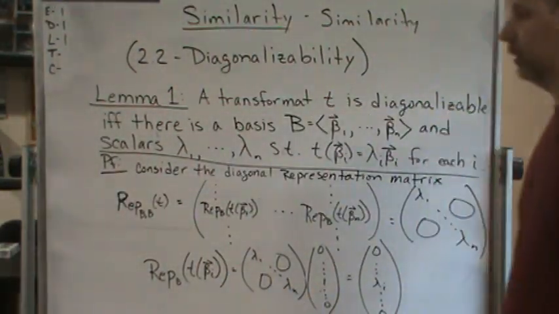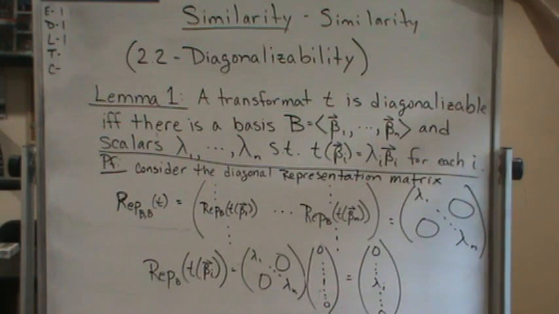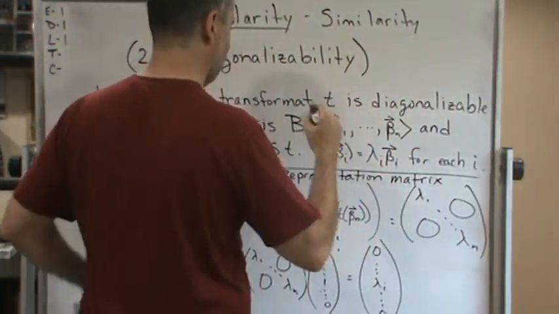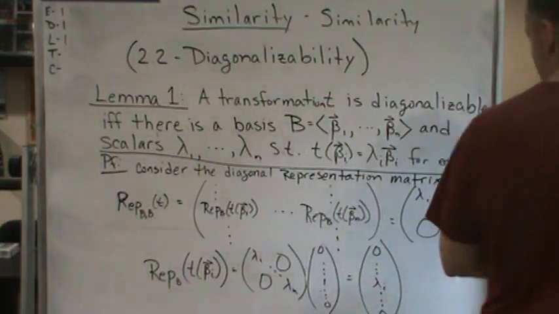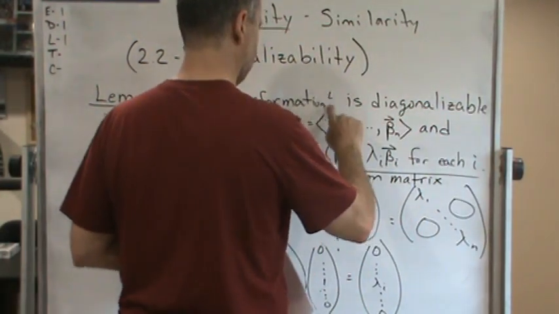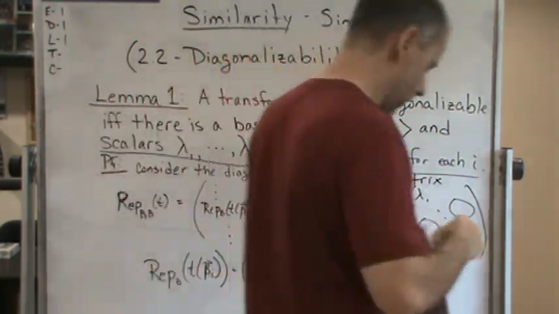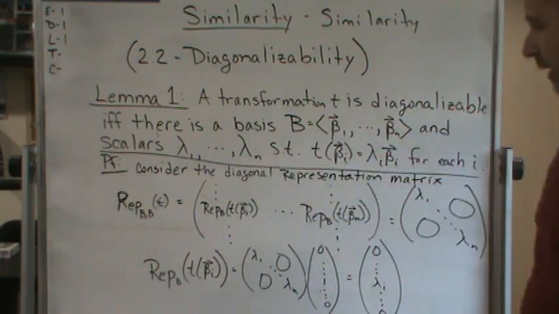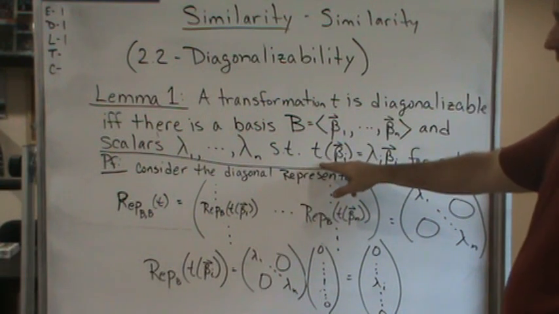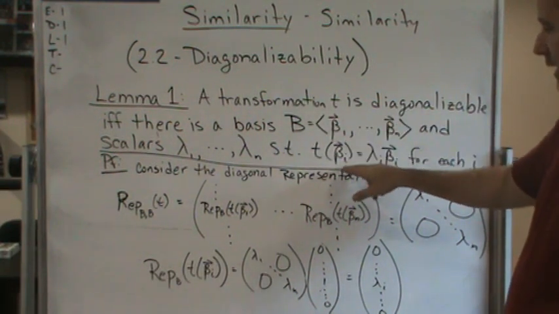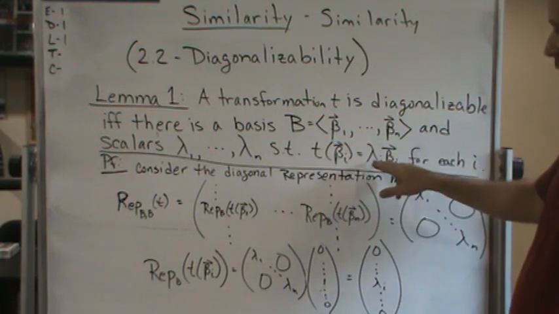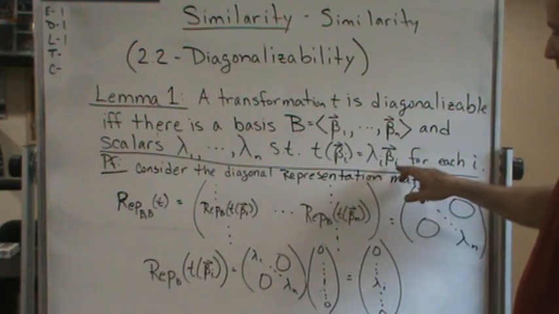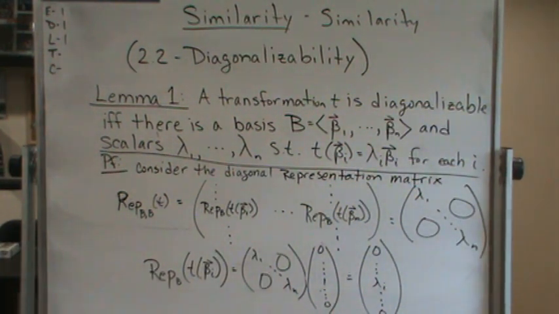Okay, let's look at Lemma 1 here. So Lemma 1 says a transformation T is diagonalizable if and only if there is a basis B given by these basis vectors and scalars lambda 1 through lambda n such that if we take the transformation T of each beta I vector, it will equal lambda sub I times beta I vector for each I.